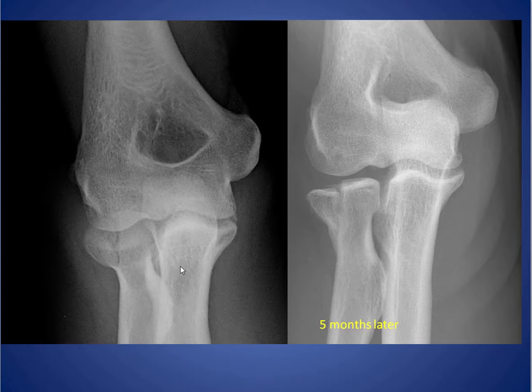Another example of a Mason type 2 fracture with a non-displaced fracture through the radial head. After several months of healing, you can see there's a residual step-off, similar to that case we saw before, but again, good functional outcome for this patient.